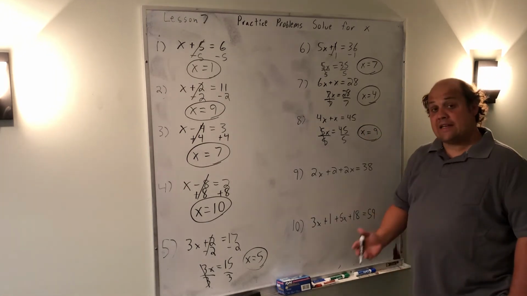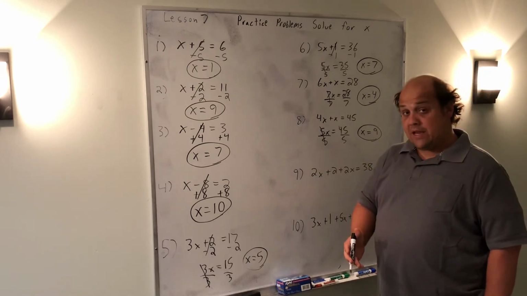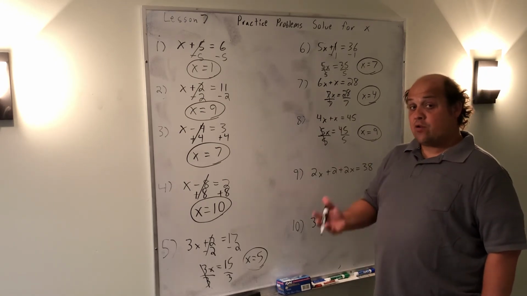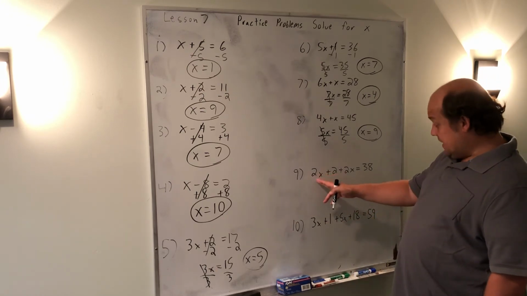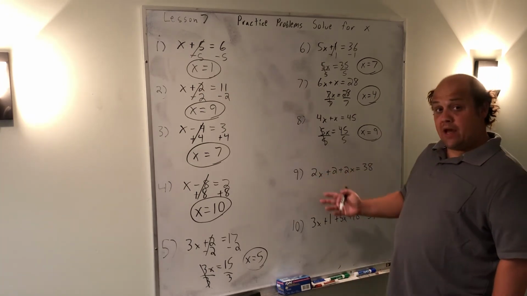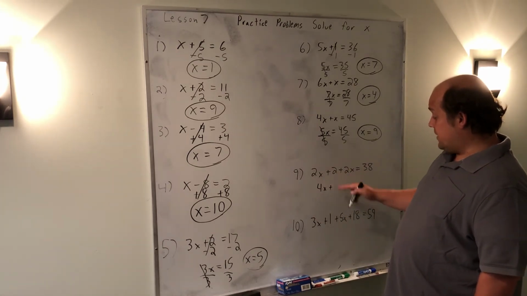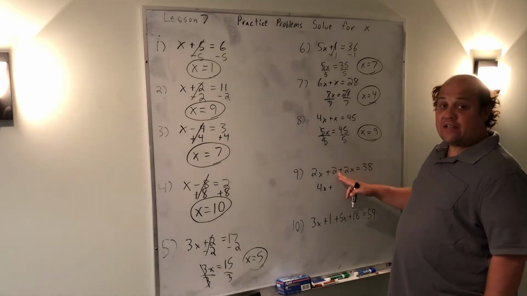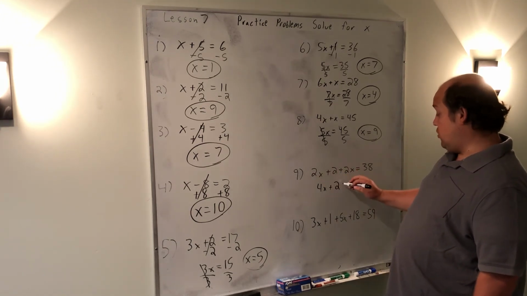In problems 9 and 10, I'm going to need to combine parts of them that can be combined because they're like terms, and also make sure I'm not combining things that can't be combined. So in this case, this 2x and this 2x can be combined because they're both terms with x's. They combine to give me 4x. This 2 does not have an x with it, so it cannot be combined. It has to stay separate as a 2.